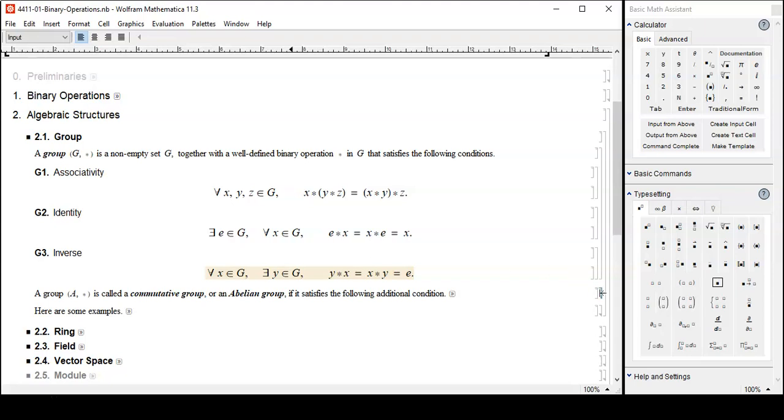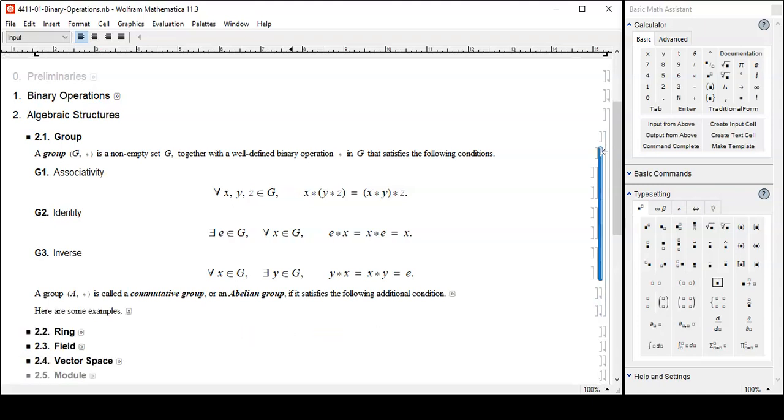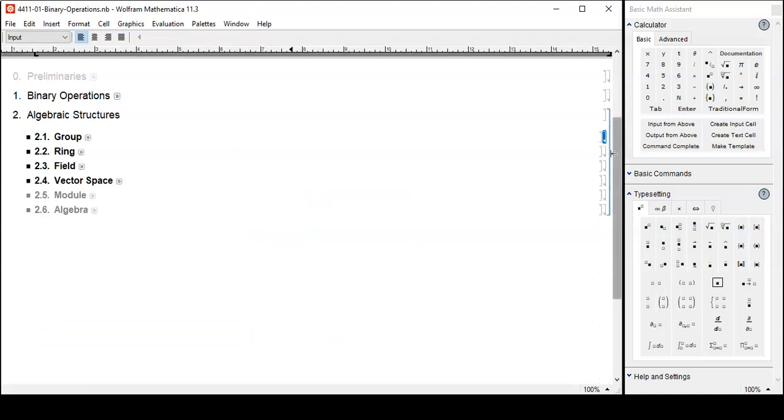Now, if a group satisfies another condition here, the commutativity, then the group is called an abelian group. We went through examples like those, both abelian and non-abelian.